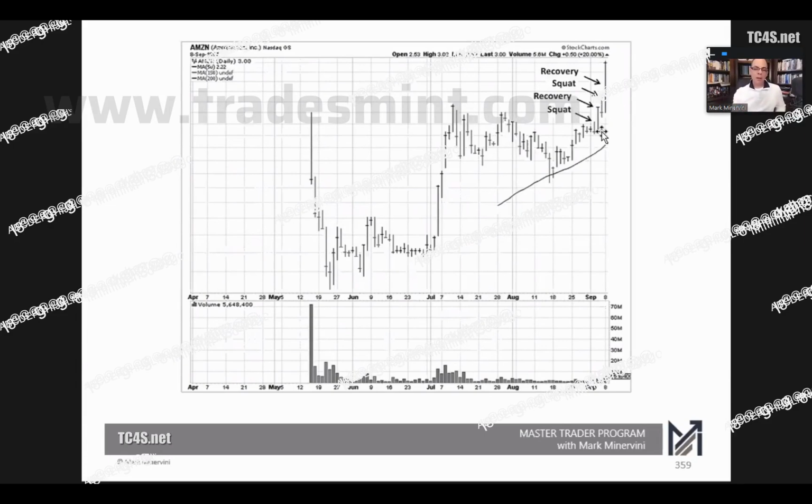What would the volatility be? Zero, because it's all in one direction. That's called alpha. Okay, that's what you want. There is very little volatility here, these pullbacks.